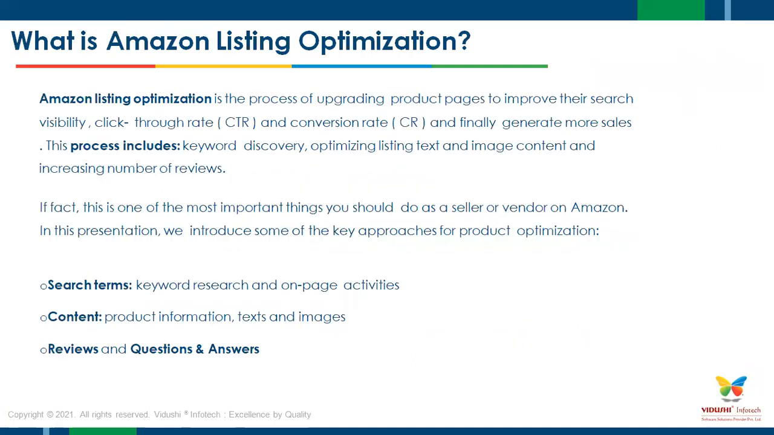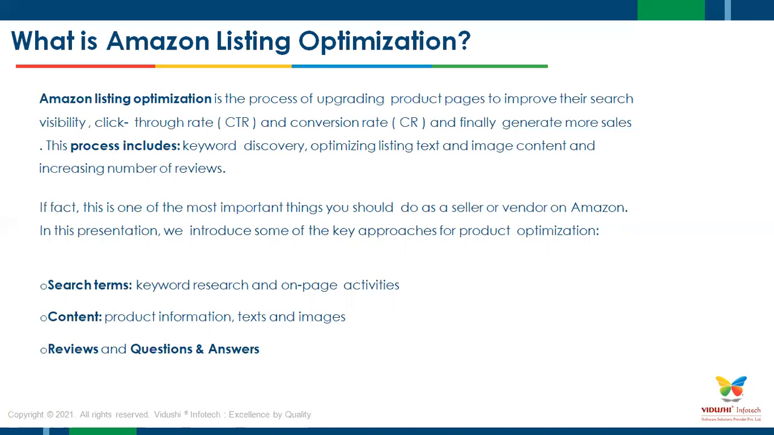What is Amazon listing optimization? Amazon listing optimization is the process of upgrading product pages to improve their search visibility, click-through rate, that is CTR, and conversion rate, we call it CR, and finally generate more sales. Obviously, if someone is selling on Amazon, that person expects more sales. This process includes keyword discovery, optimizing listing text and image content, and increasing number of reviews. In fact, this is one of the most important things you should do as a seller or vendor on Amazon.